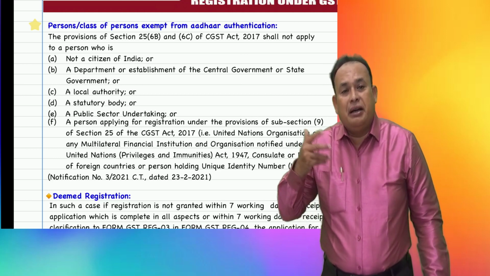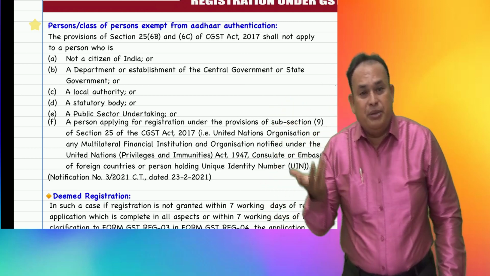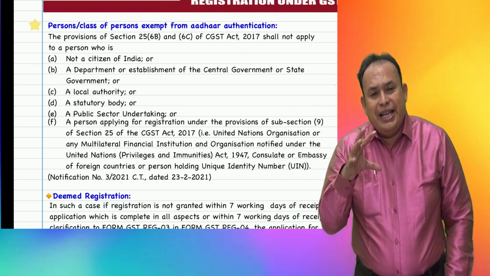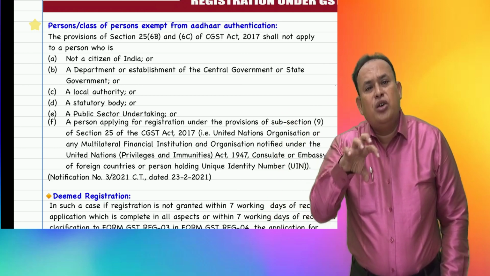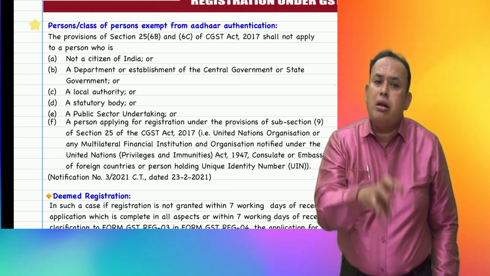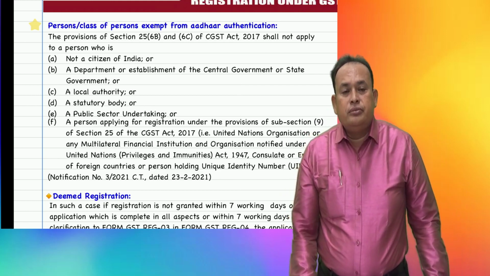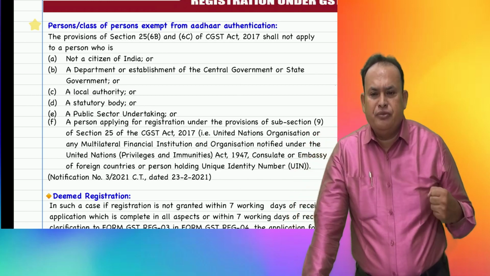I said Aadhaar authentication is mandatory. There may be a question in the examination. They may ask you to explain the persons for whom Aadhaar authentication is not warranted while granting the certificate of registration. Well possible.